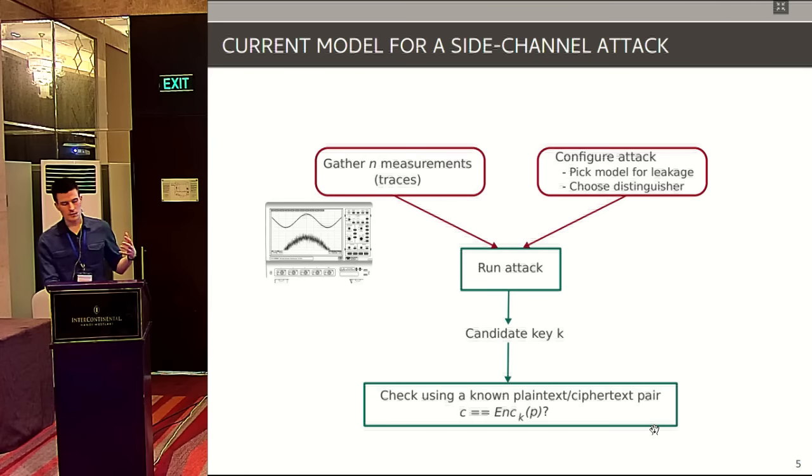So when the attack is run, you have a key spit out, which is the attack's best guess for what the key is, which the adversary can check using a known plaintext or ciphertext pair. And in this current model, if this key is incorrect, then that's failure. The attack's failed. You have to start again.